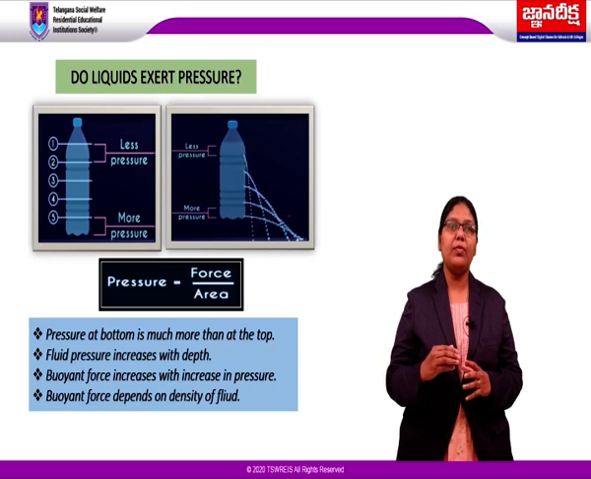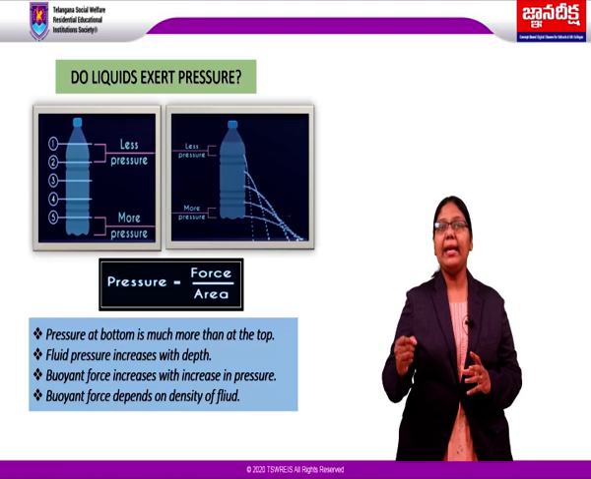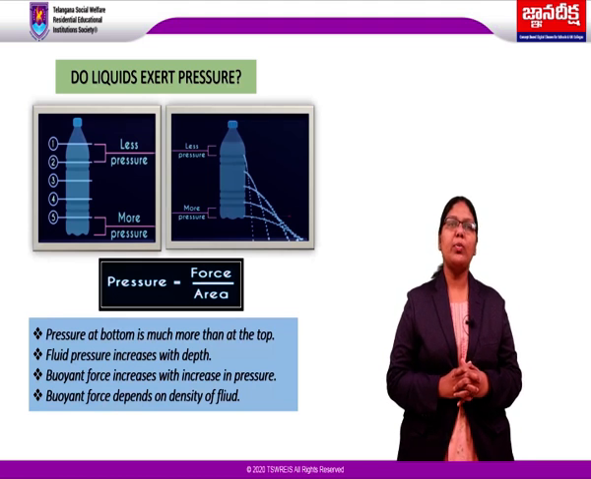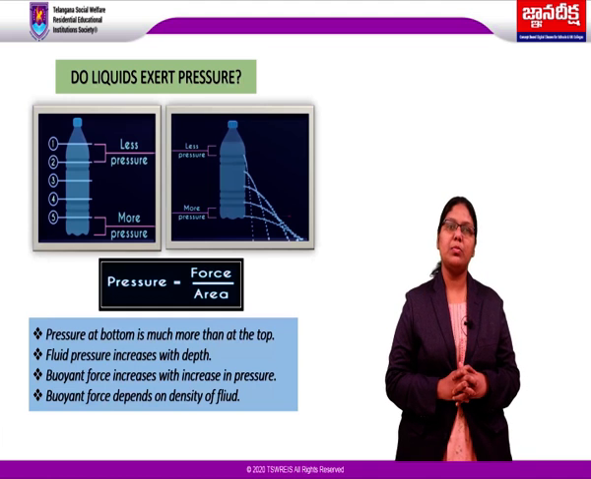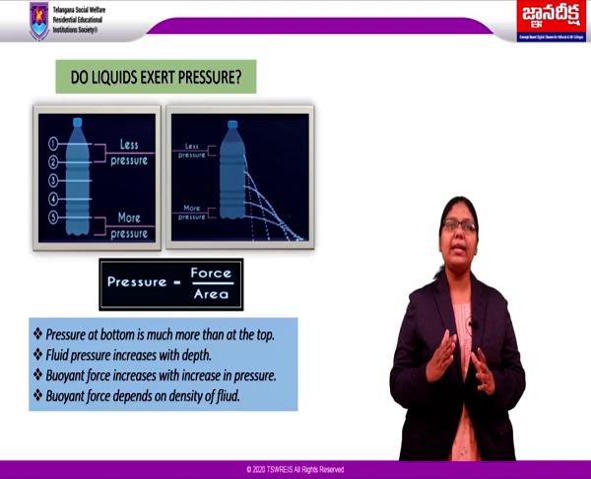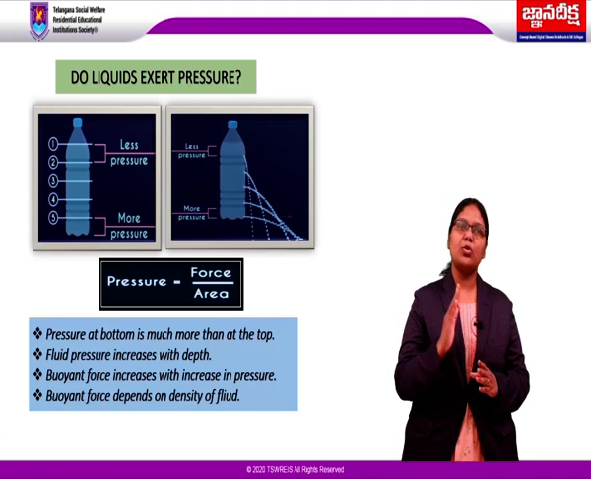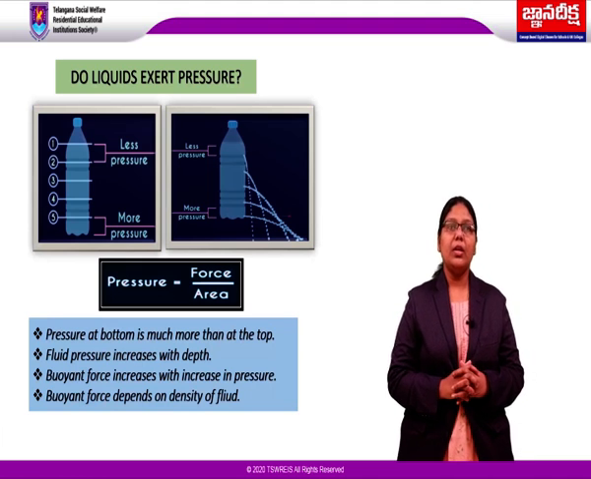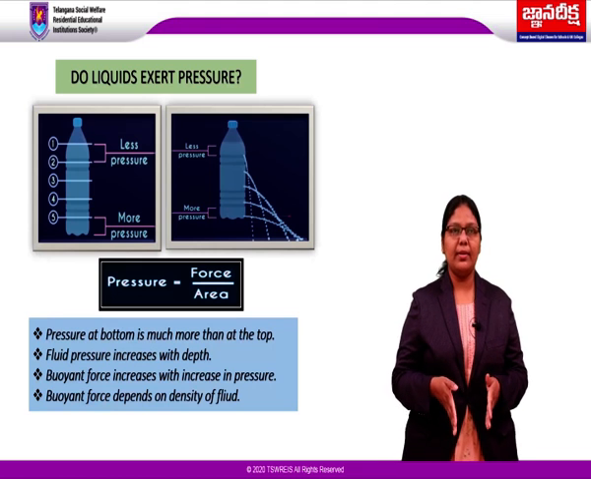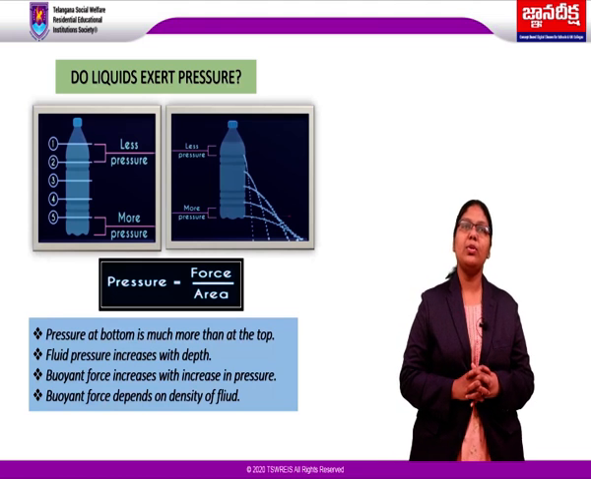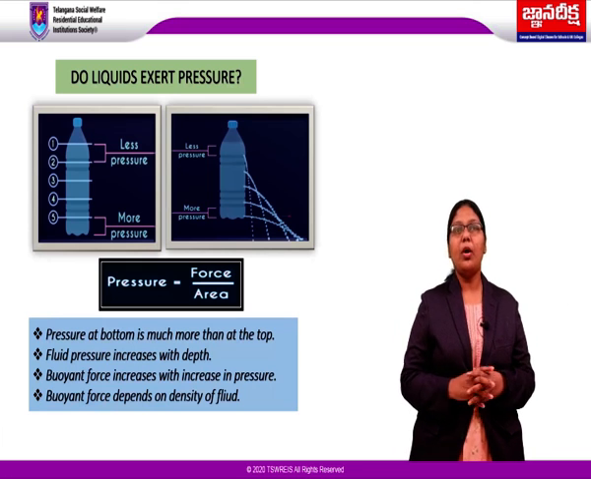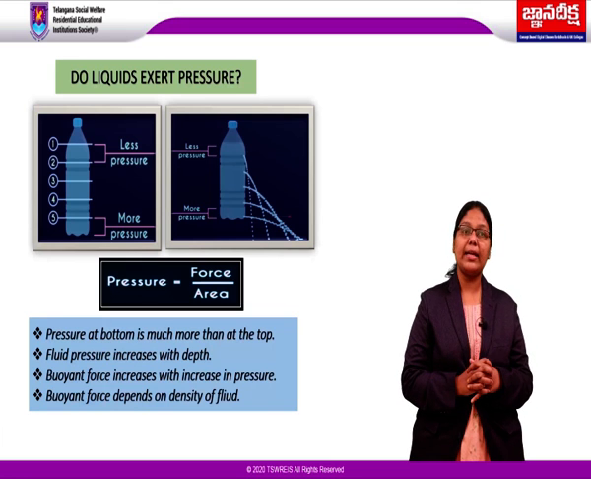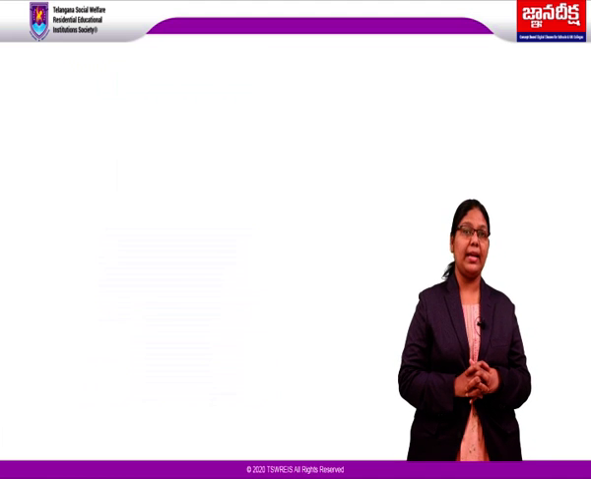At the second layer, it flows out at a wider angle. And as you see down, its angle increases significantly. So we can conclude that pressure at the bottom is more than at the top as the angle is increasing significantly from top to bottom. So fluid pressure increases with depth and also buoyant force increases with increase in pressure. So in the previous example we have seen the bottle rushing up as buoyant force is acting on the bottle when it is pushed deeper. So do we observe this buoyant force in air?